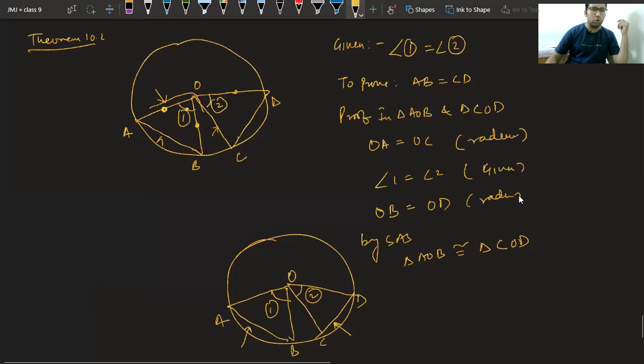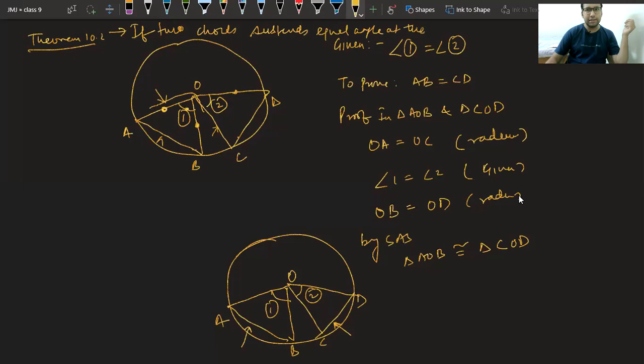Now you can write a theorem also. After this, the theorem is very simple. If two chords subtend equal angle at the center, then the chords are equal. This is the second theorem.